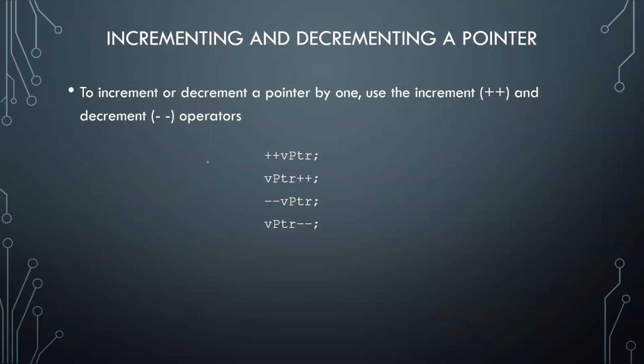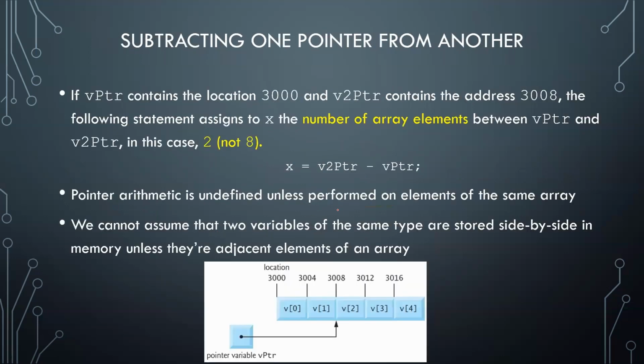I can use the increment and the decrement that we talked about before, so I can increase by 1 and decrease by 1. But again, it's going to increase and decrease one element, not the value of the address. I can subtract 2 pointers from each other as long as those pointers are in the same array. It's going to be the number of array elements between those pointers.